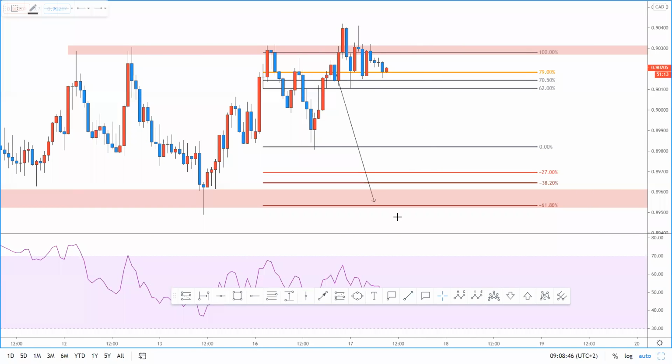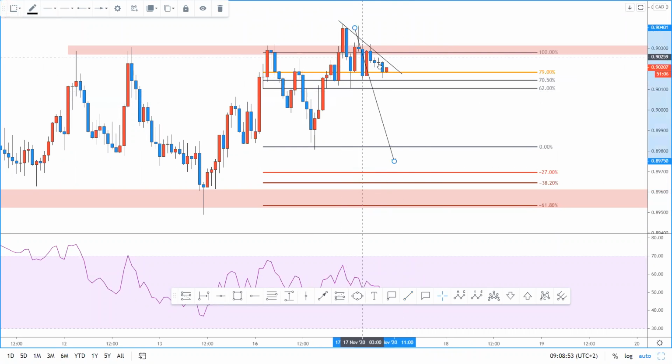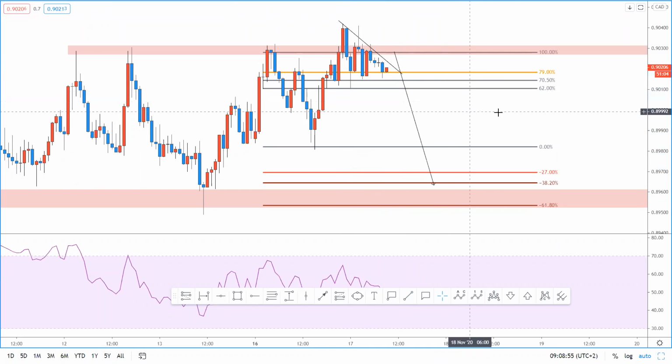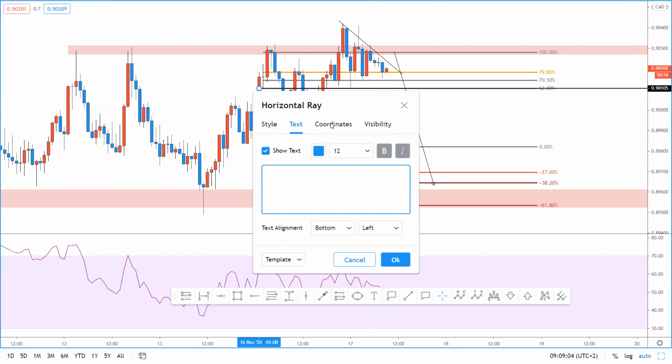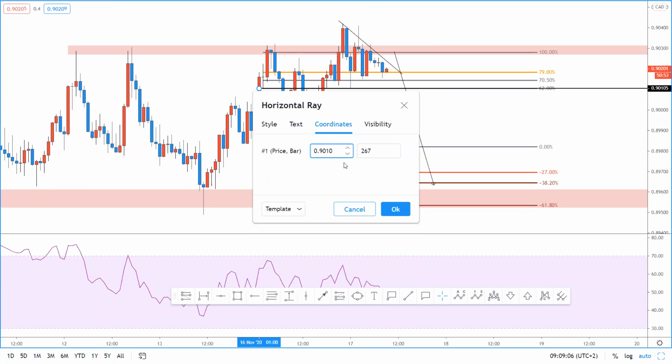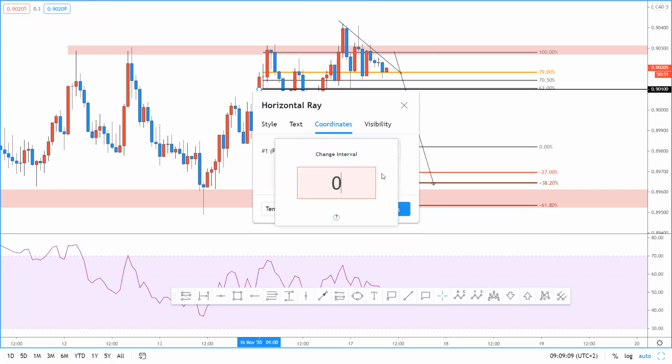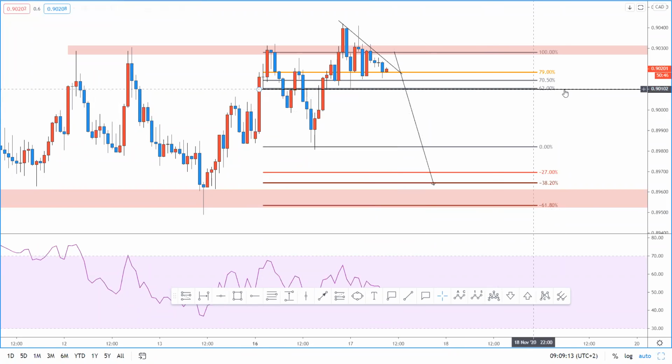But NZD CAD, do not enter yet. Just wait for the structure to confirm. You can see it went straight above the sell side liquidity. So let's wait for it to break the OTE zone, so we can sell it at 0.90100. Yeah, you can sell it there. Let's just wait on it.